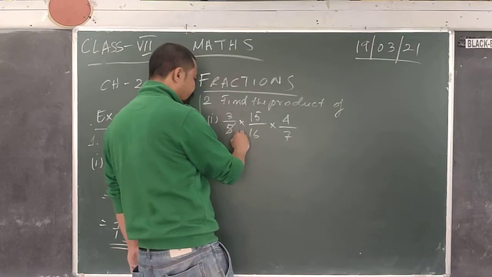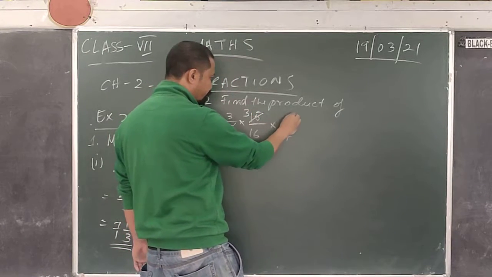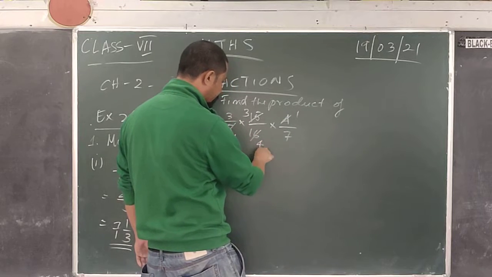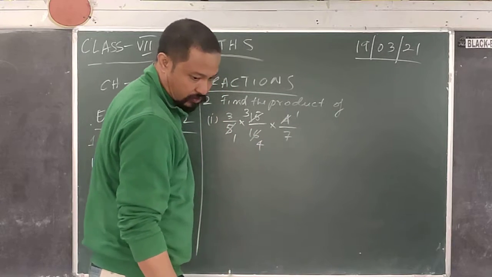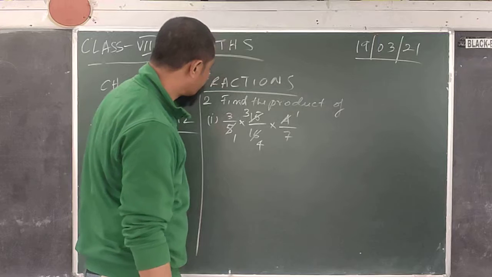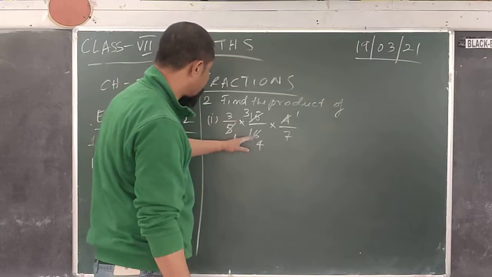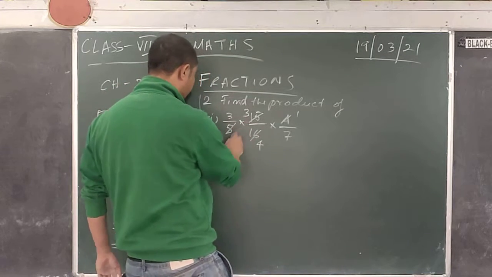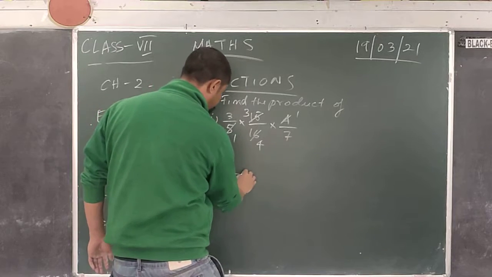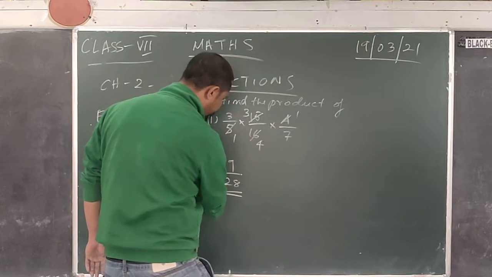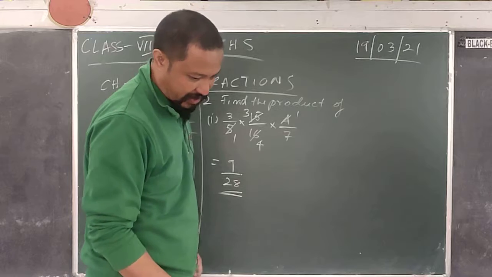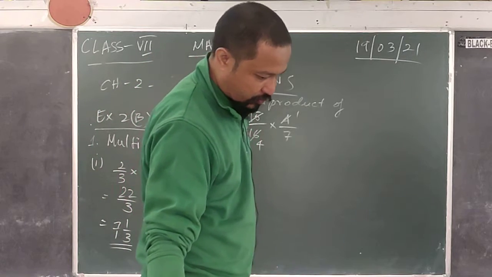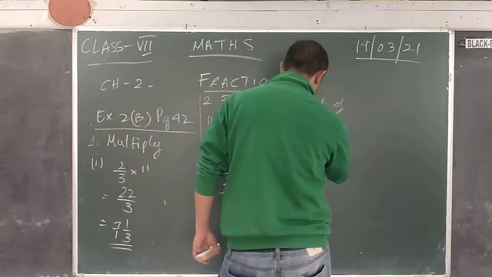So 5 1s are 5, 5 3s are 15, 4 1s are 4, 4 4s are 16. Okay, so is there anything more that we can do here? Can we cut 3 and 4? No. 3 and 7? No. So 3 3s are 9, 7 4s are 28. It is a proper fraction. You can leave the answer at that. Now we go to question number 3.